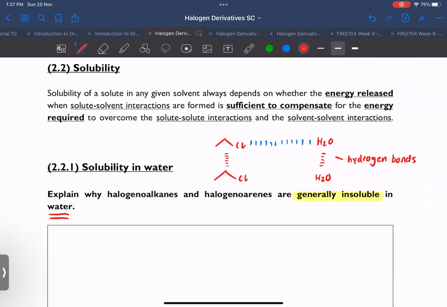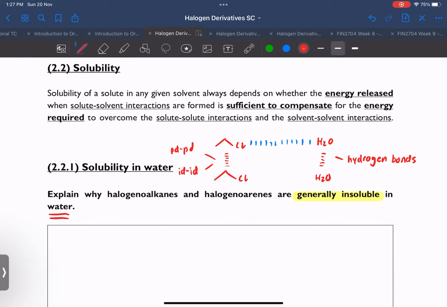Already very strong, so very difficult to break. But how about between the halogenoalkanes? What's the interaction here that we should use? If you realize just now, you can either use PDPD or you can use IDID, right? Because we identified both of these interactions. But which one works better?